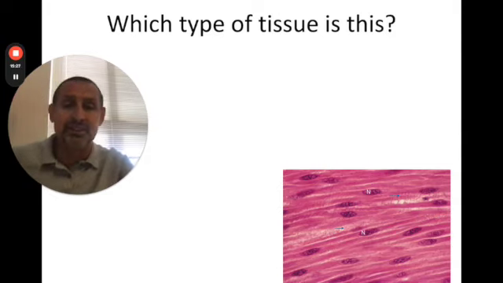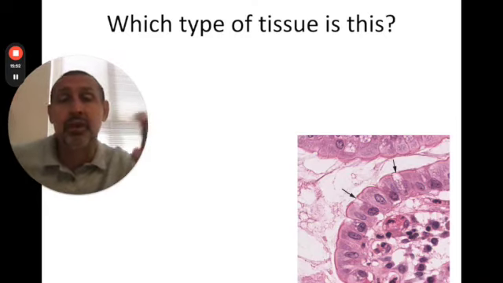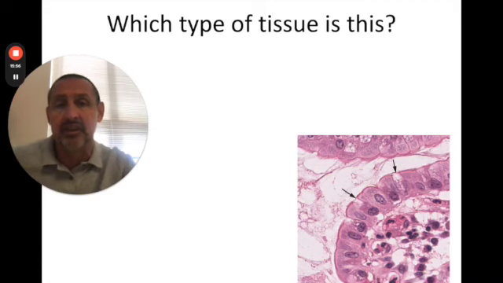Here's some smooth muscle. You can see the nucleus, but no striations. Here's an example of simple columnar cells. You can see the little tiny layer of cilia around them.